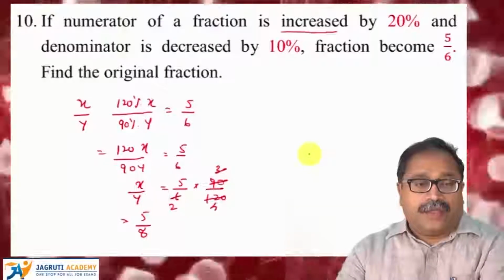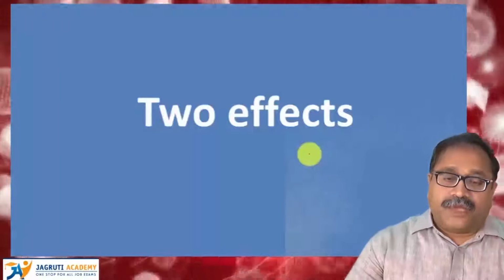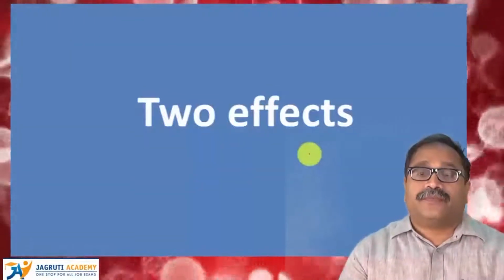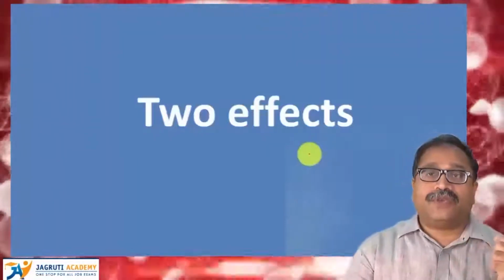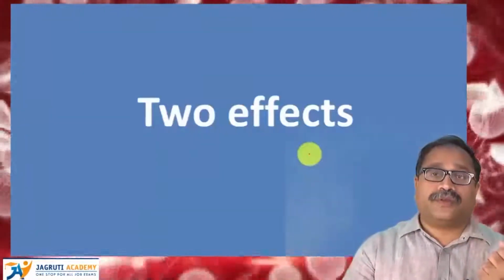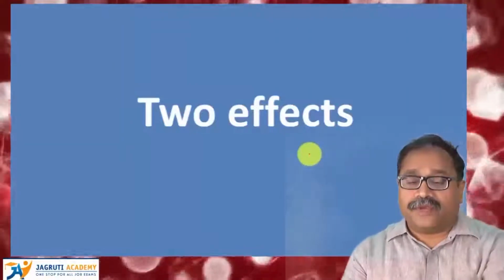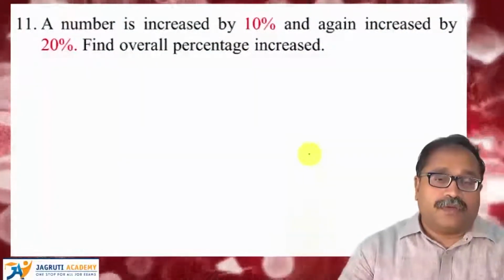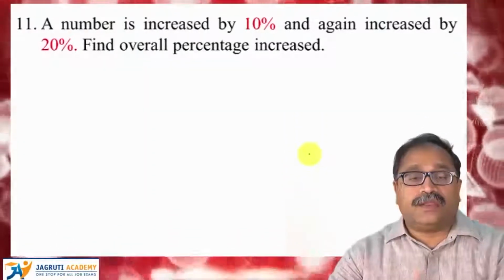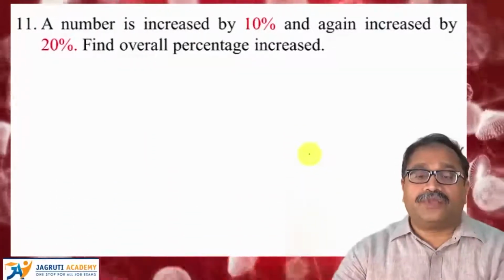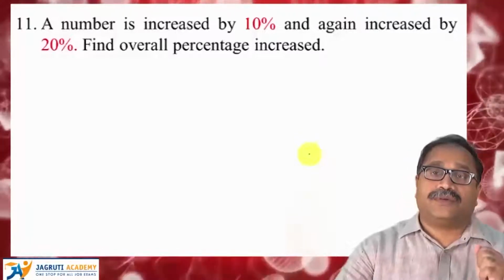Okay. Now the other part, two effects. Something like a number first increased by 10%, then increased by 20%. What is its overall effect? So these fall under two effects. Let's begin here. A number is increased by 10% and again increased by 20%. Find out its overall increased percentage.